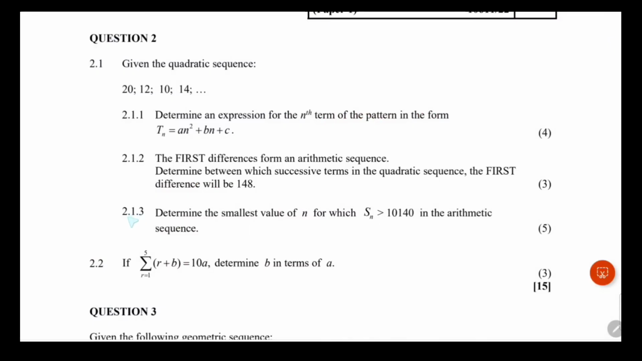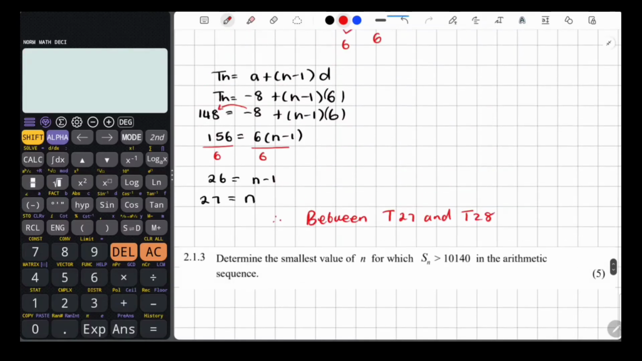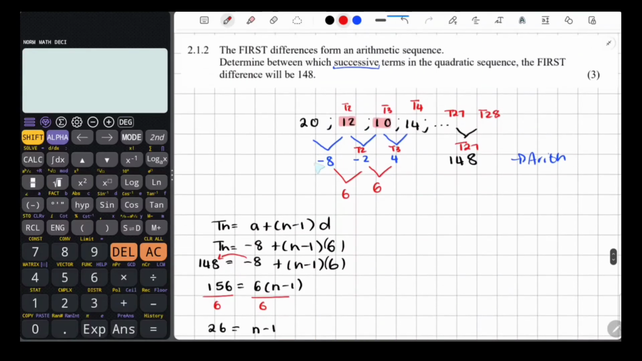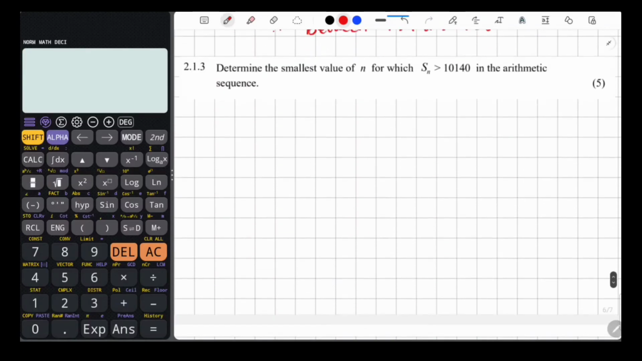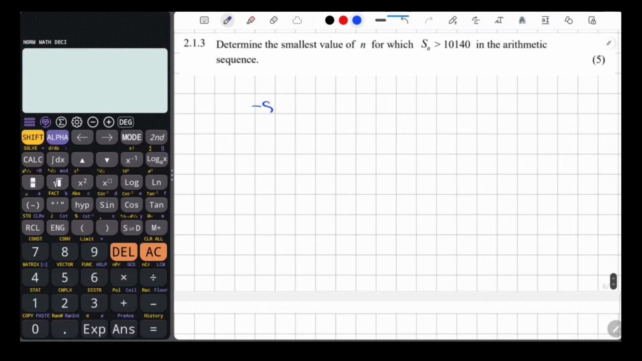Okay, so the next question, 2.1.3. Determine the smallest value of n for which Sn is greater than 10,140 in the arithmetic sequence. Okay, so in that first difference of this pattern. So we're only using the arithmetic sequence in this case. So this part, -8, -2, and 4. So I'm going to put that down. We have -8, -2, and 4. This is our arithmetic sequence.